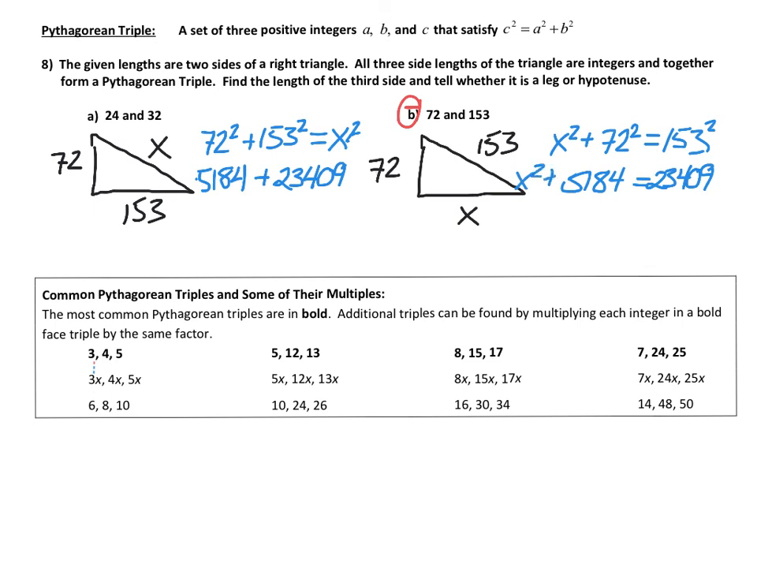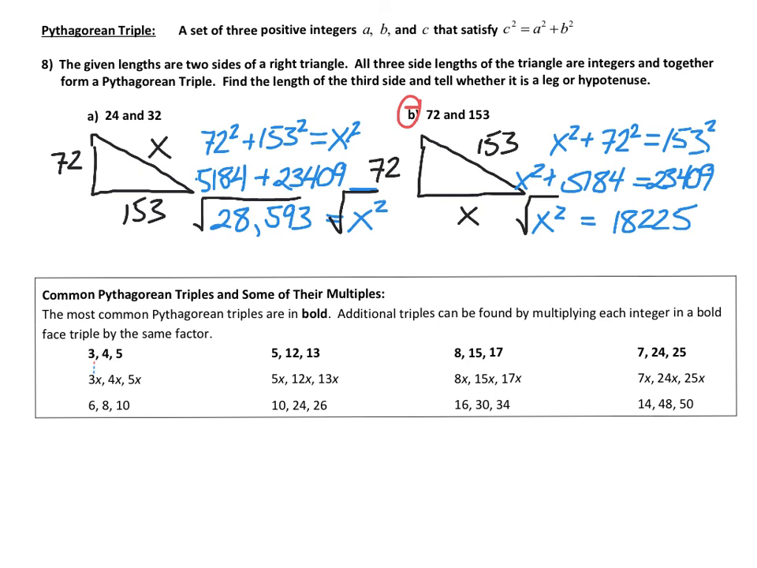Remember, we have our x squared in here. After I add up my terms, I'm going to end up with 28,593, and that's equal to x squared. And after I subtract my terms, I'm going to end up with x squared equals 18,225. Now I'm going to take the square root of both of these terms, and it looks like when I take the square root of 18,225, x is going to equal 135, which gives me the whole number that I was looking for.